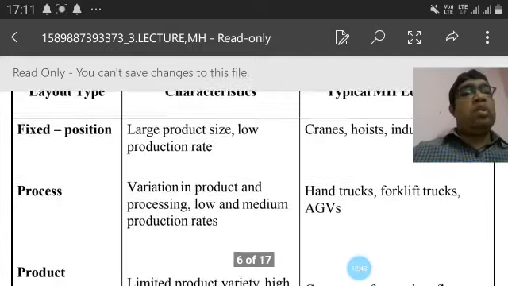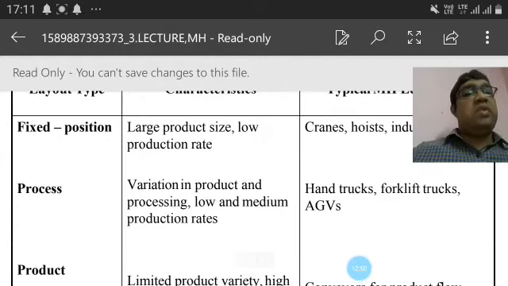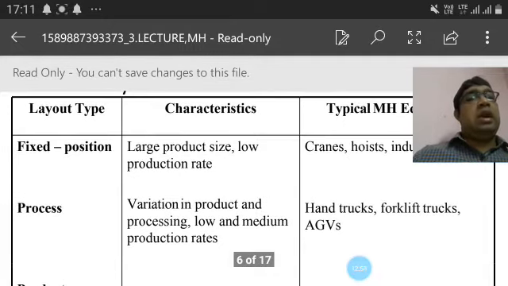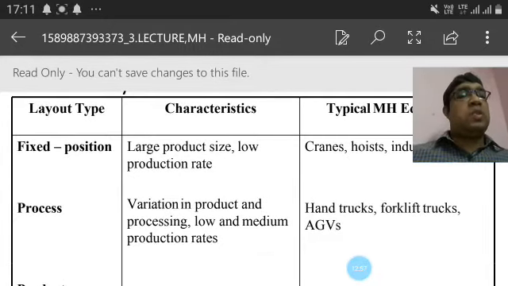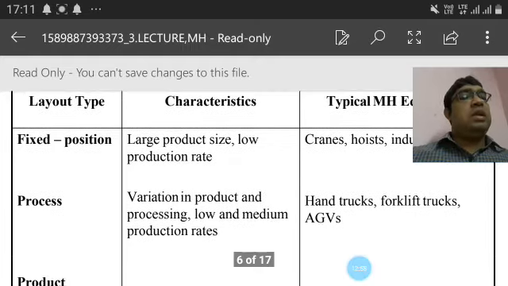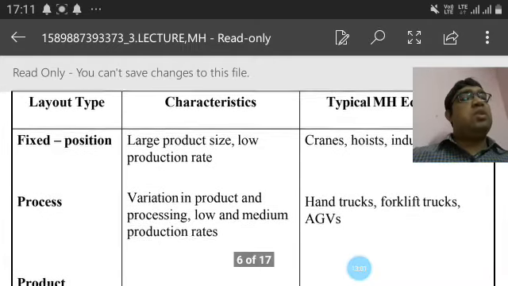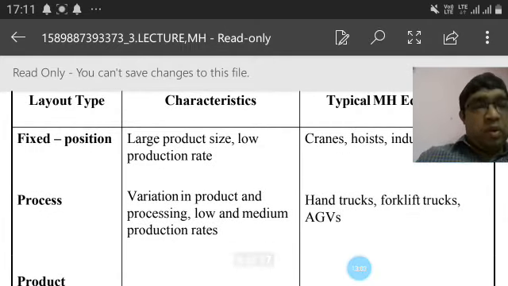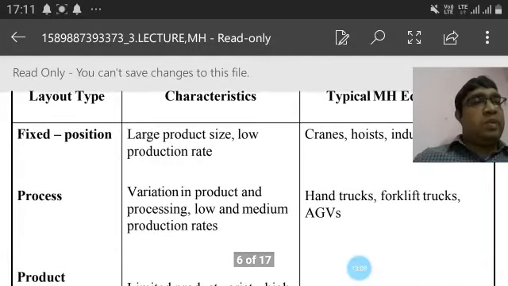And then process variation in product, and low and medium production rates. Another thing is that during mass production and batch production times, you have to transfer the materials very easily. A few times we can see different production industries, like mass production, where heat will be generated at the places.